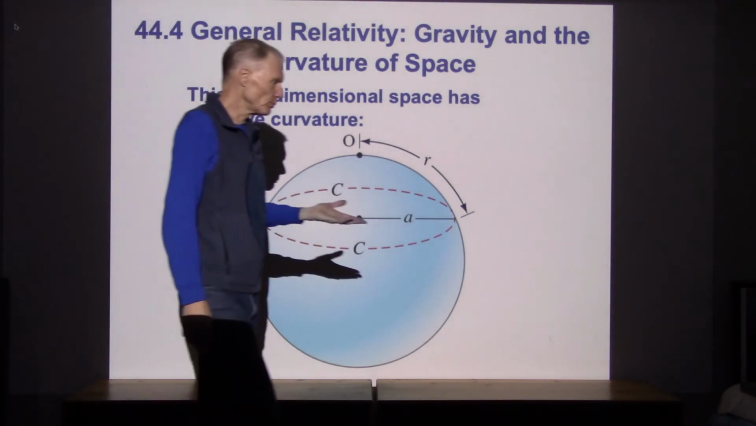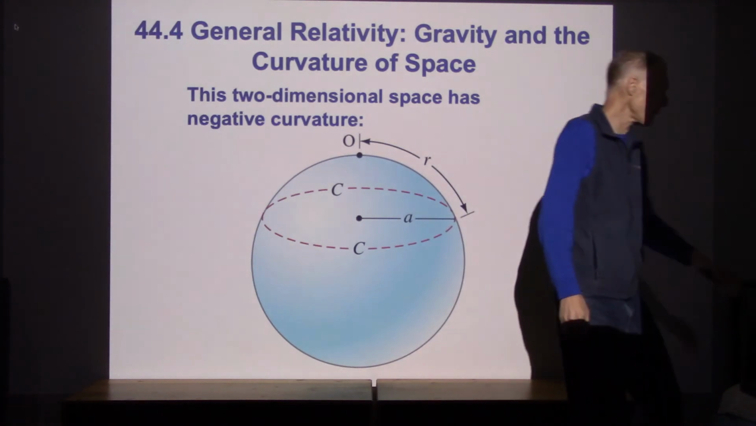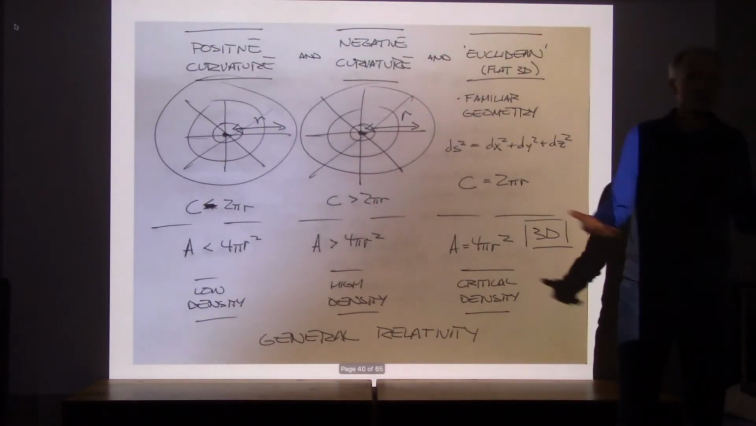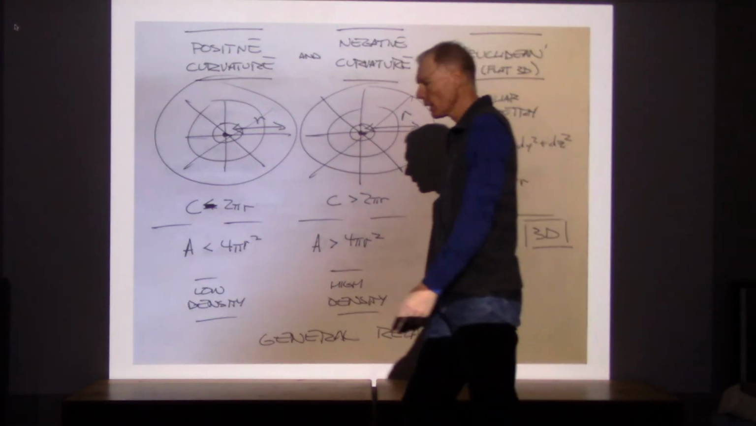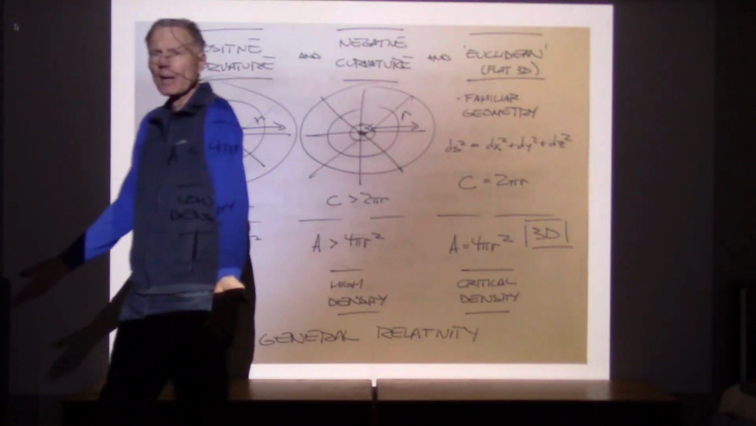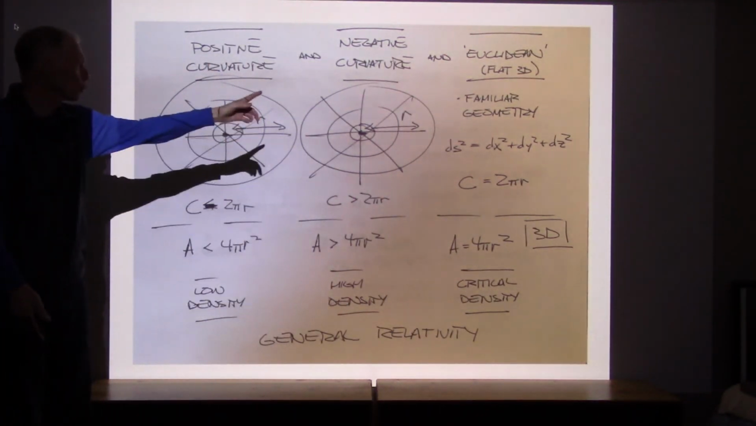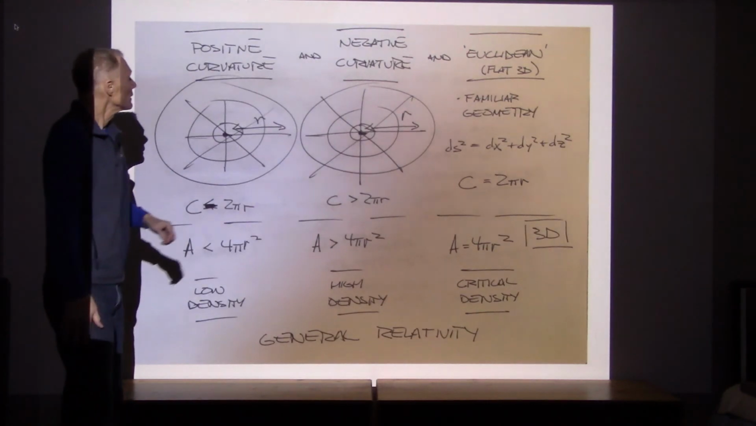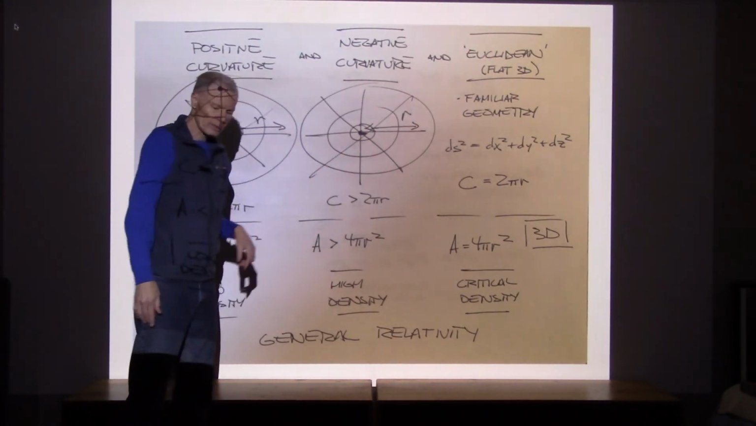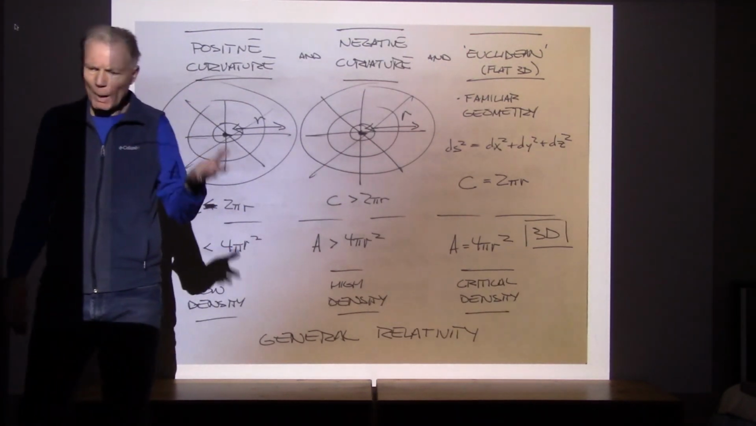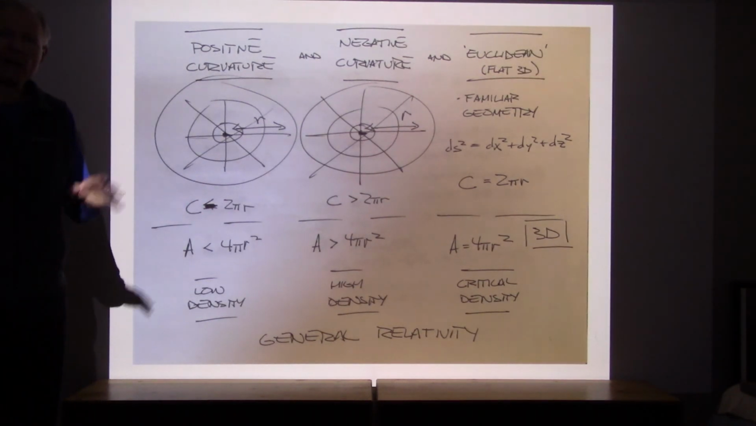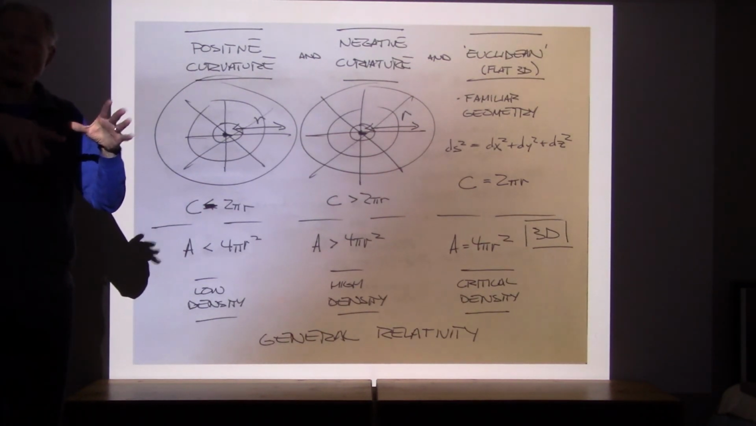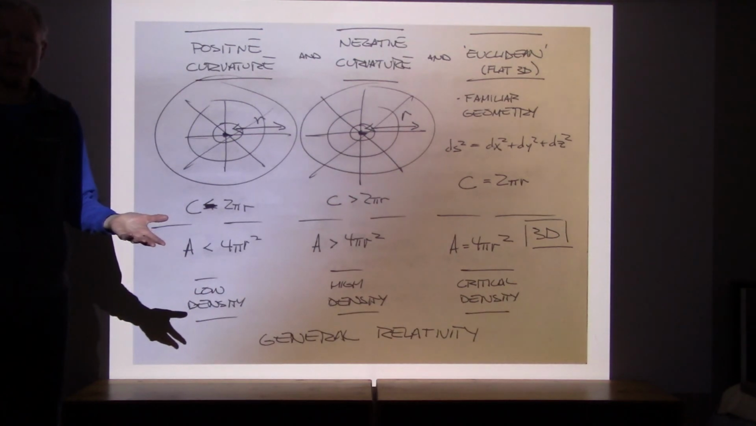If you were doing that kind of surveying, and that's what surveyors have done on the surface of the Earth, you find, oh, it's a curved space. It doesn't follow the rules for Euclidean geometry. Now, negative curvature would be kind of the opposite. A negative curvature would say, as you go out and measure those circles, they just keep getting bigger and bigger.